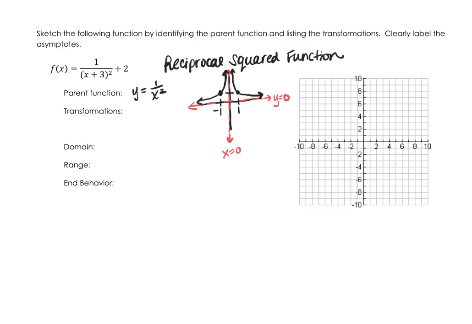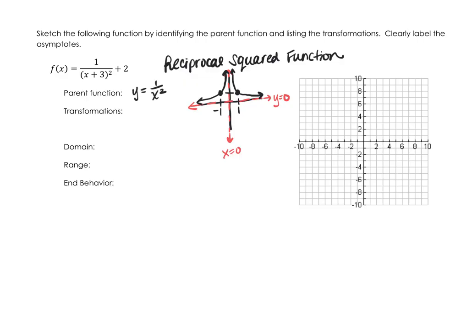And these 2 points that I'm putting on the parent function, although there are infinite points on this function, these 2 points are what I call the anchor points because they're the points that we're going to be able to figure out when we then move the graph and we shift or reflect, whatever the case may be. So there's our parent function.